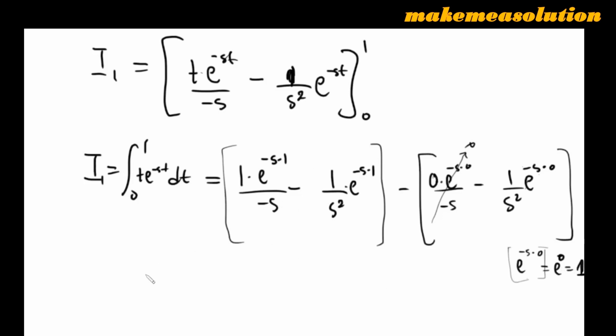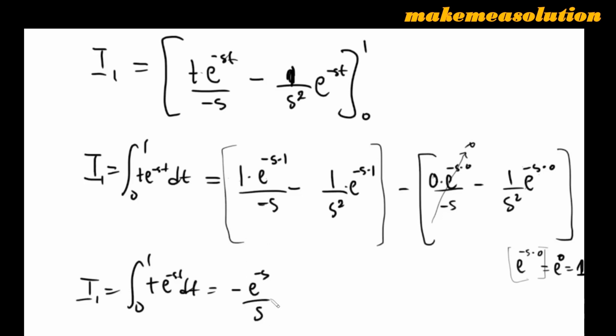Okay, so let's apply and get our answer. I1 is the integral from 0 to 1 of t exponential minus st dt, which is 1 times this, will give you minus exponential minus s all over s.